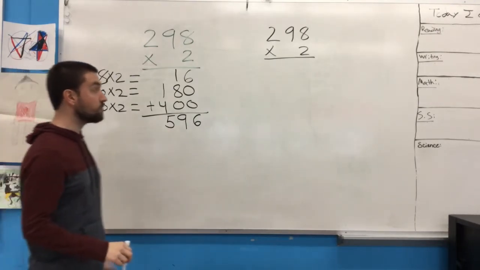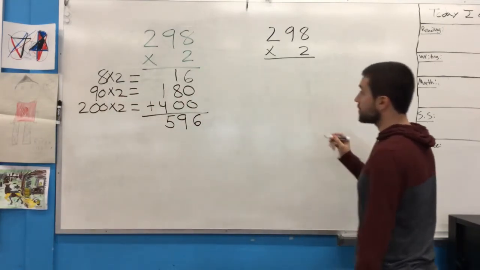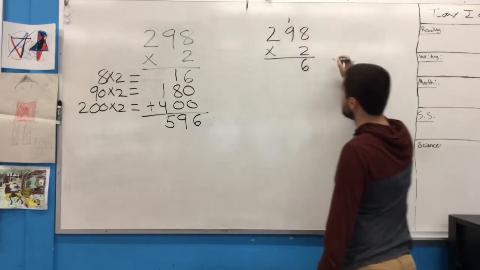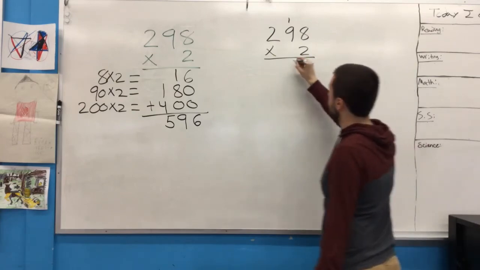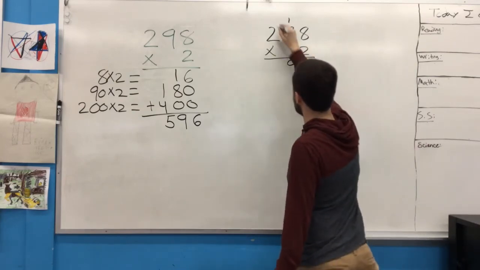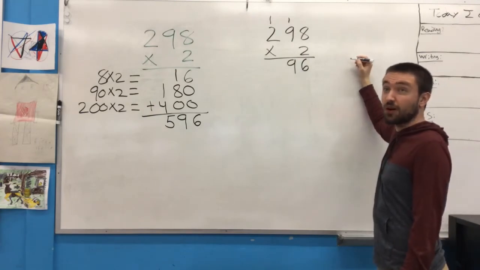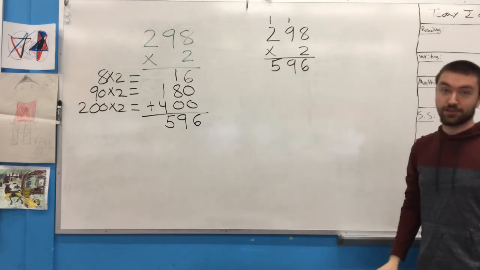Let's see if the same thing happens with the standard algorithm over here. I know that 8 times 2 is 16, so I put down my 6, I carry my 1. 2 times 9 is 18, plus 1 more is 19, I put down my 9, I carry my 1. 2 times 2 is 4, plus 1 is 5. I got the same answer.